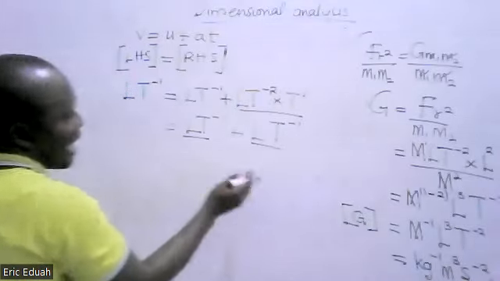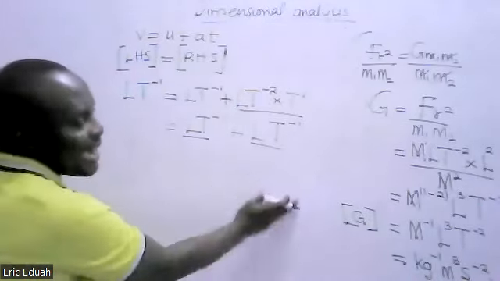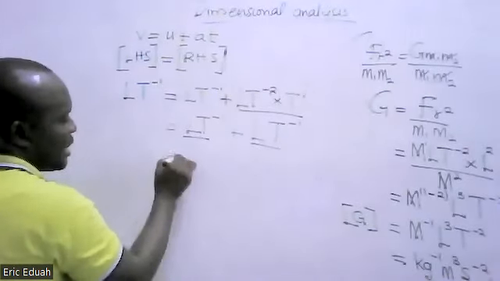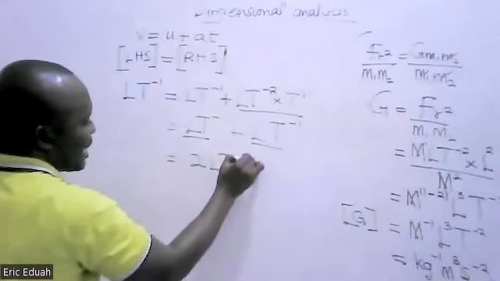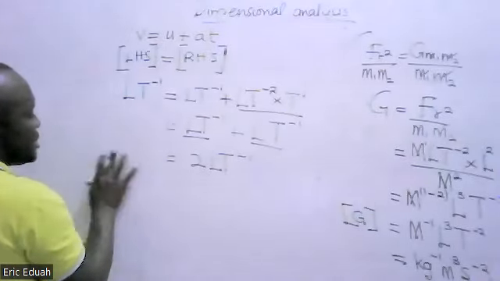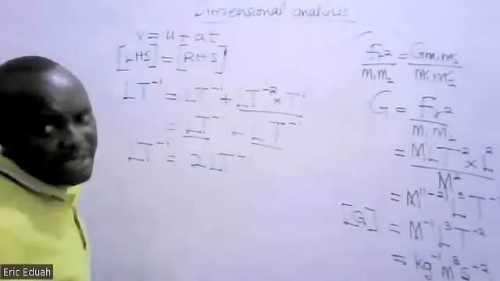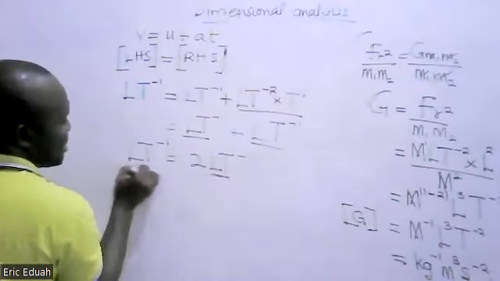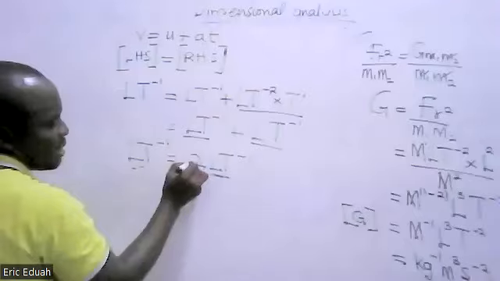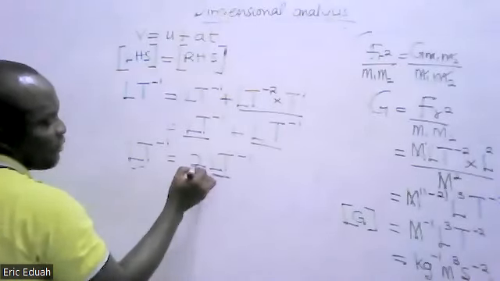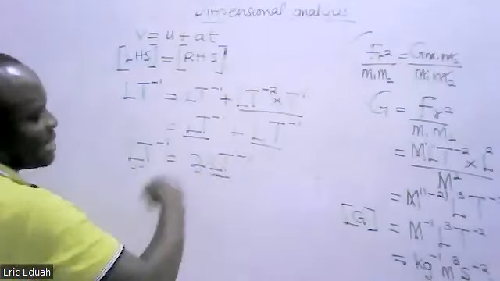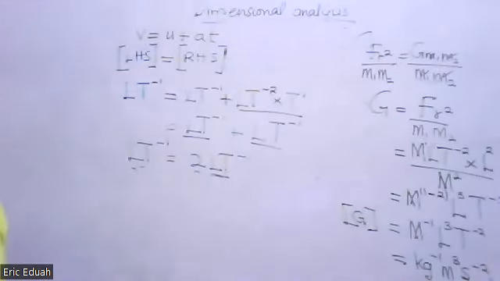This and this are equal, so we can add them. And so we have 2LT to the power negative 1. Now, all that matters is that the dimensions must be the same, okay? So we overlook the constant or the coefficient here. And once we have the same dimensions, we conclude that they are dimensionally correct. So have I answered your question? Yes, please. Thank you, sir. All right.